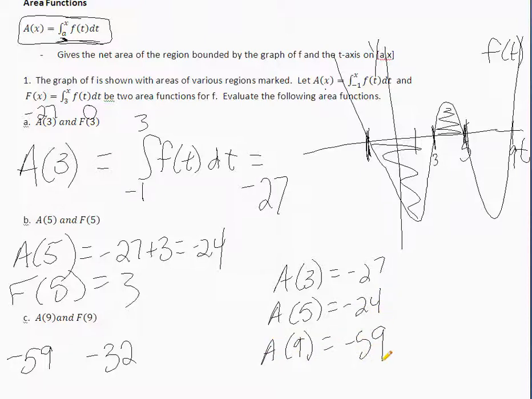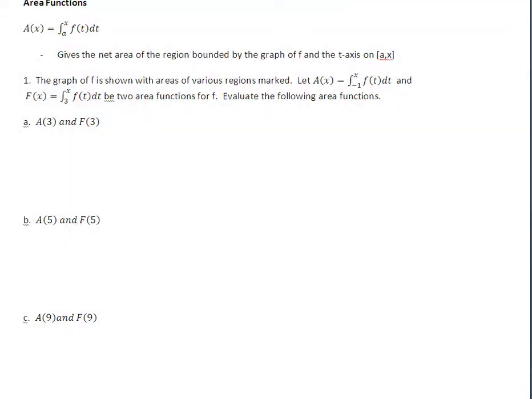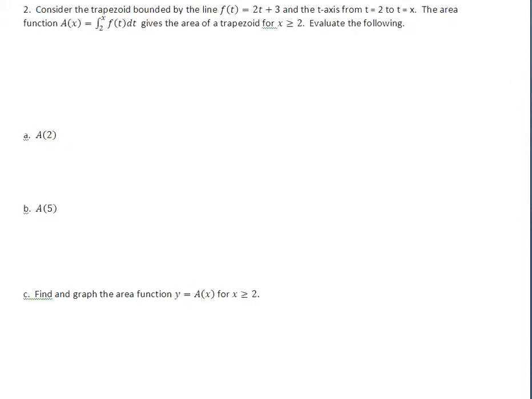So see how this is actually another function. So the area to 3 is -27. I could actually graph this as a function. So the area under this curve is actually another function now. That's all we're doing. Okay. Second problem is going to try to lead us into the fundamental theorem. Okay, so the second one talks about this trapezoid over here.